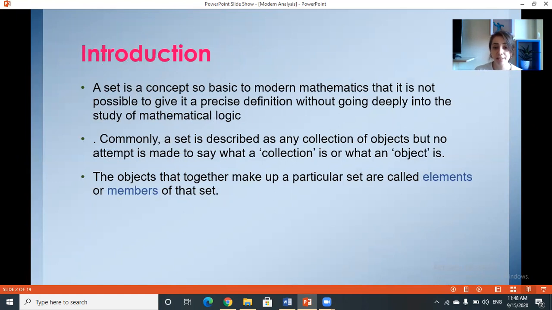Commonly, a set is described as any collection of objects, but no attempt is made to say what a collection is or what an object is. The objects may also be numbers. The objects that together make up a particular set are called the elements or members of the set.